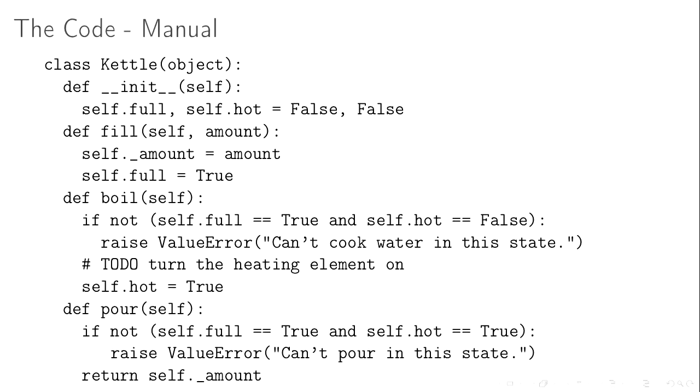If I was to have a quick hack at writing the code to handle that, the first thing I might do in our initialization is have some state variables: whether or not the kettle is full and whether or not the kettle is hot. I've got my three inputs, fill, boil, and pour, and some if code. At boil, I want to make sure there's water in the kettle before you boil it. And when I pour it, it's got to be full of hot water, otherwise there's no point.